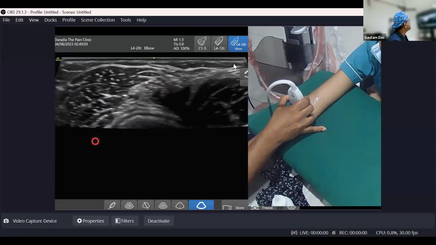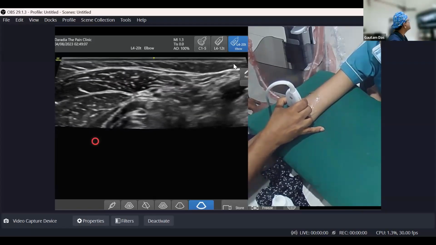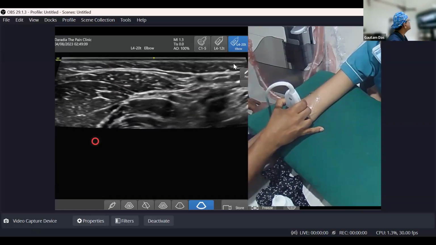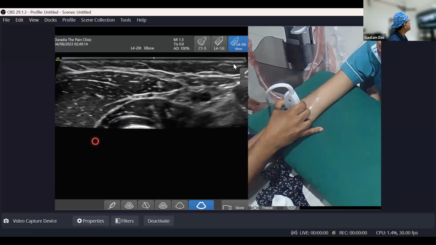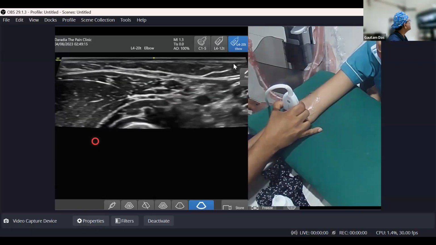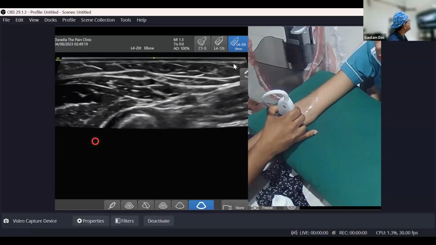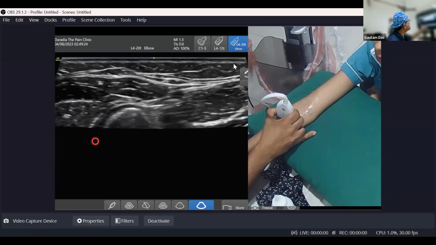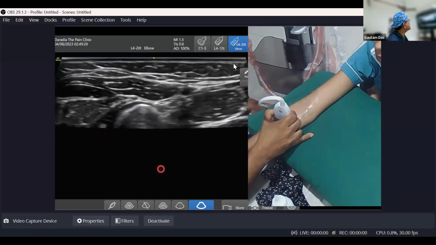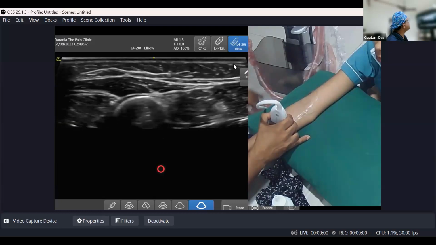You follow this branch. I am taking it in the middle part. Just follow that nerve. I'm keeping it in the center. Now it is coming above the supinator. Just follow it. So now it is coming over the radius. Now this artery is your radial artery. So now it is coming here. This is your superficial branch.